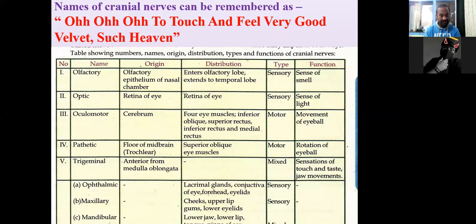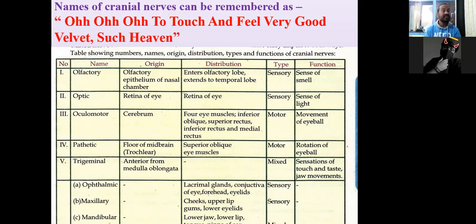So the optic nerve originates from the retina of the eye, and it covers the entire retina. Then it will conduct to the corpora quadrigemina. Once again, it is sensory, and it gives us the sensation of light. Sensation of light means it is the dim light or a bright light that we are able to understand. So this is the second nerve, the second O, optic, from the retina of the eye, and it is distributed towards the corpora quadrigemina. It is once again sensory, sensation of light.